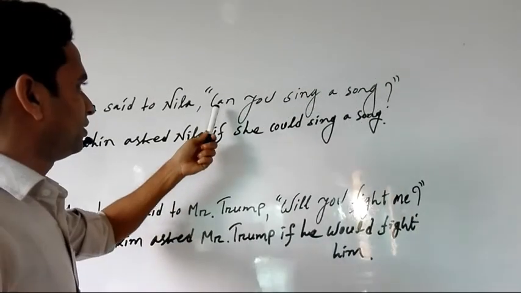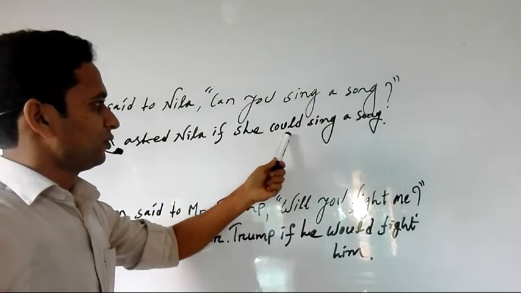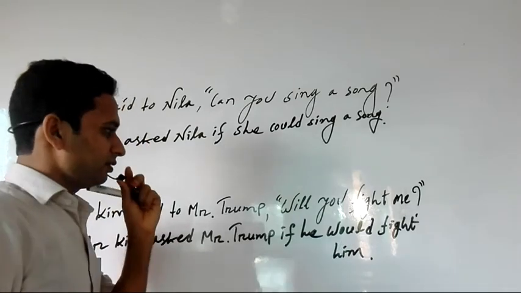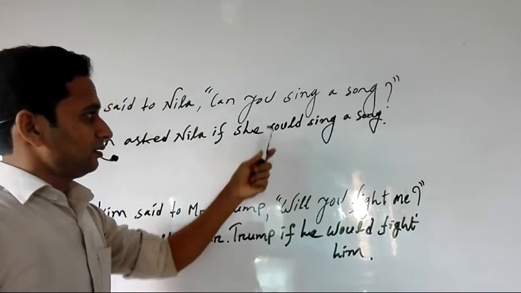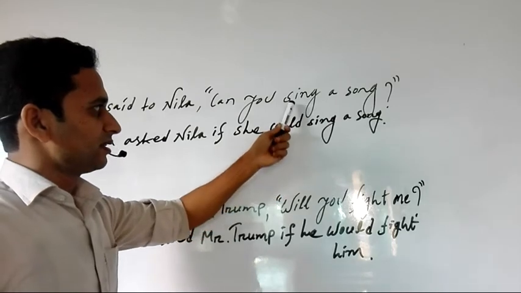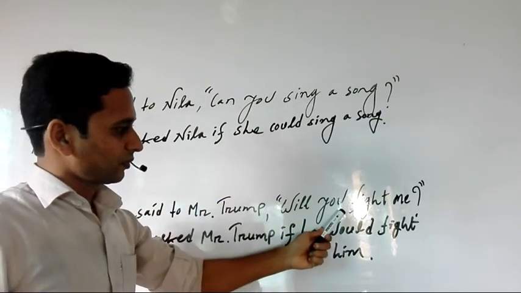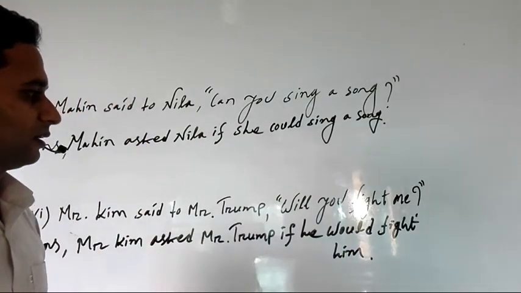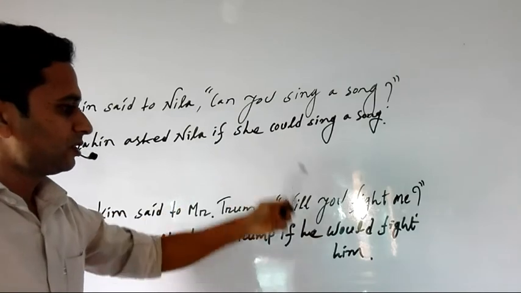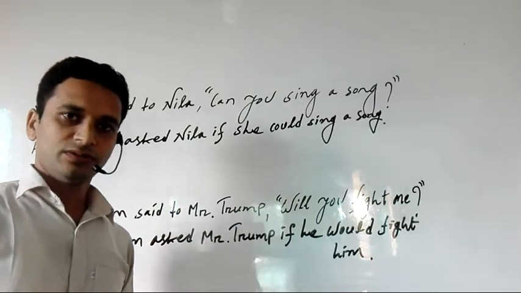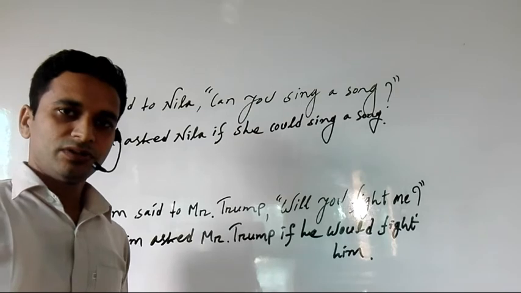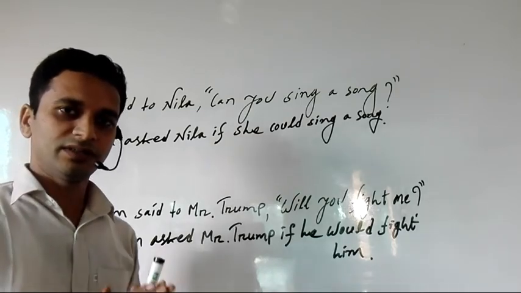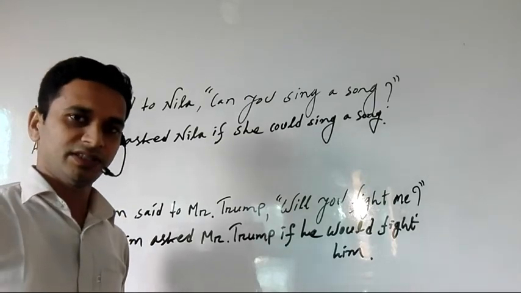When the modal auxiliary verb can changes to could, and will changes to would, then the principal verb or action verb remains unchanged. Sing, fight, because the changed forms of the modal auxiliary verbs, could and would, are also modal auxiliary verbs. And we know after the modal auxiliary verb, the principal verb or the main verb or the action verb always remains unchanged.